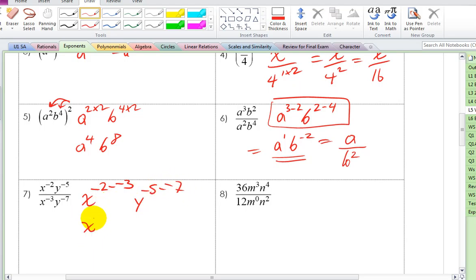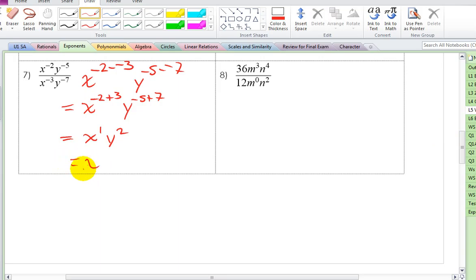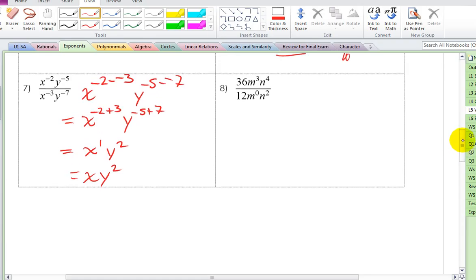This works out to negative 2 plus 3. On the y, negative 5 plus 7. So that's going to be x exponent 1, y exponent 2. Now, you really shouldn't write the 1. It would just be xy squared. But I usually don't take off marks anymore for that. Hands up if you got that. Okay, that's a challenging one for sure.